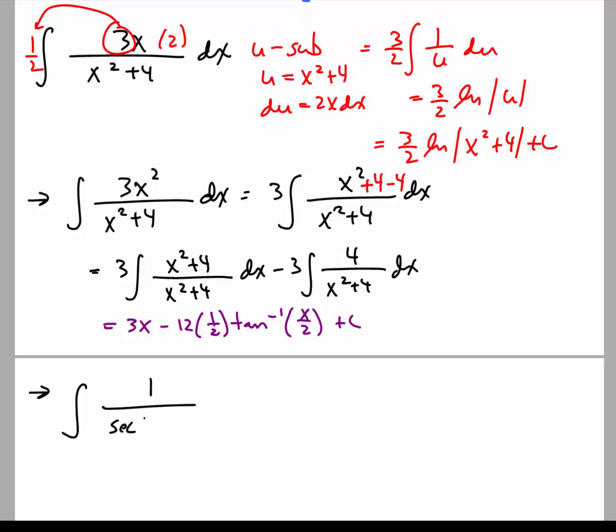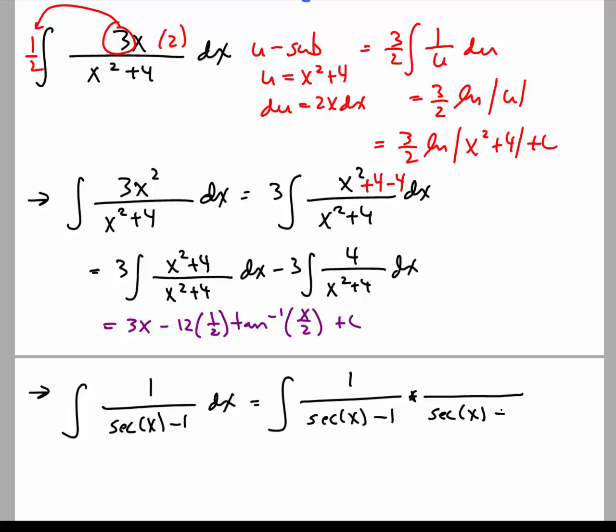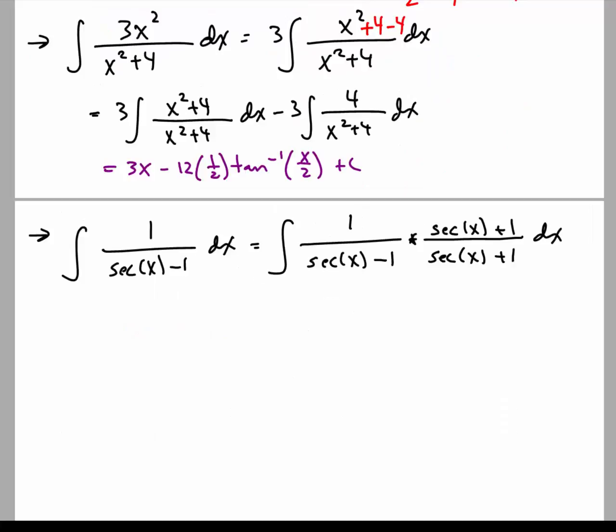Here we have a secant x minus 1 in the denominator, and our trick to this one is to multiply by the conjugate. So the conjugate of secant x minus 1 is going to be multiplying the top and bottom by secant of x plus 1. So what I did is I essentially multiplied by 1. As you work through this one, you're going to have to be really careful about how you rewrite things. You're going to simplify, separate numerators. But when you get all said and done with this one, this is going to be equal to minus cosecant x minus cotangent of x minus x plus c.